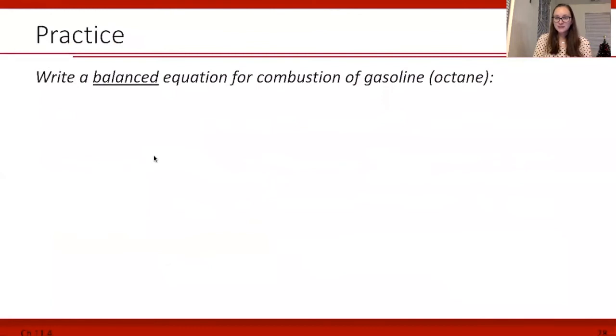Let's do a practice one. Take a moment, do it on your own, and then we'll do it together. First we need to start with our general chemical equation for the combustion of gasoline, so octane.